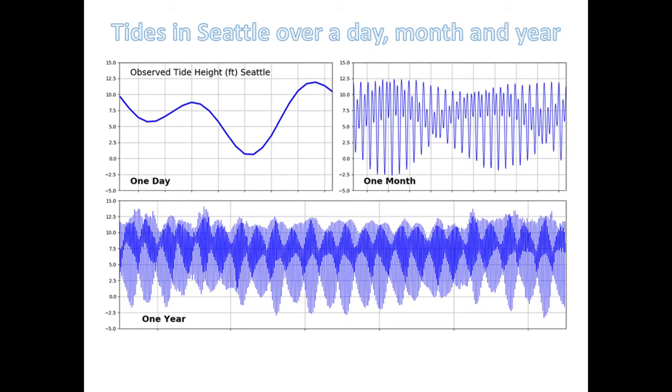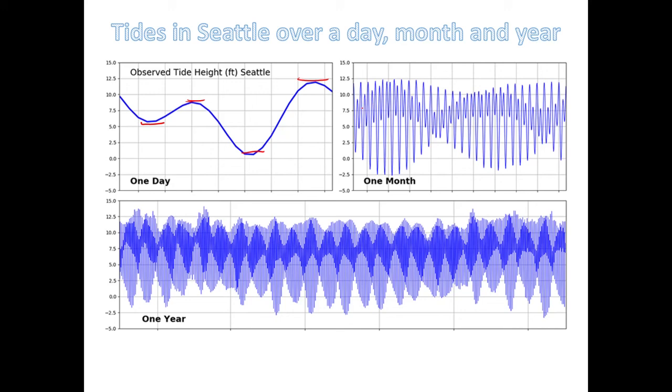I like this figure too. I keep emphasizing that you see these daily, monthly, yearly, and even longer changes in cycles in the tides. This is showing tides over one day in Seattle. You can see a low tide, a high tide, a low tide, a high tide. So it has two high tides during the course of a day. Those are called semi-diurnal tides. We're going to talk about those in a minute.